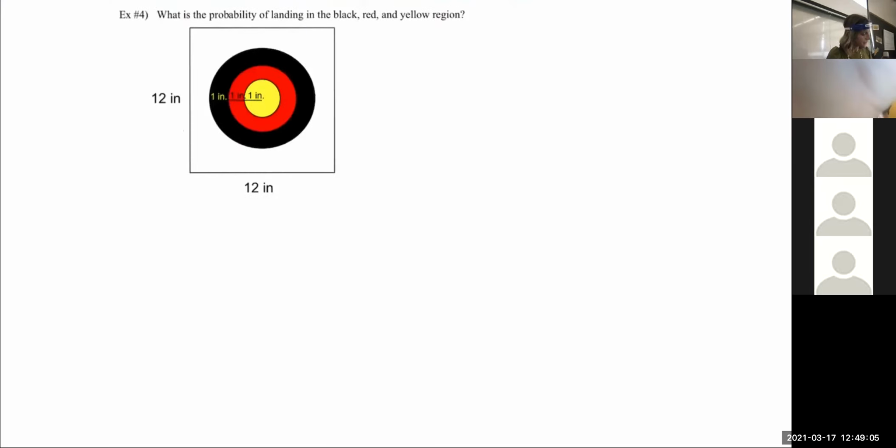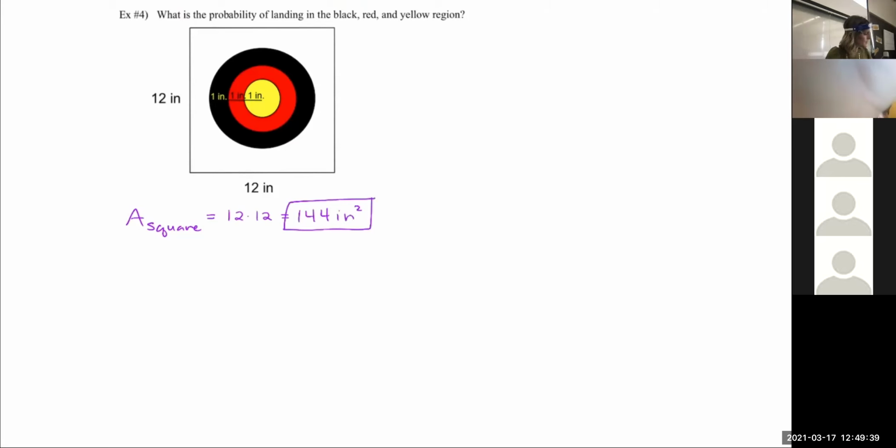Okay, let me find my yellow here. The first thing I would do if I were you is I would just find the area of everything we have here. So there's a square and there's three different circles. So let's find the area of the square. Okay, what would the area of the square be? 144, 12 times 12, base times height, or 144 square inches. Okay, so that's our square.